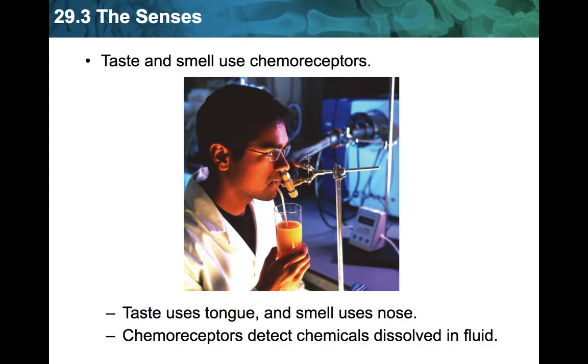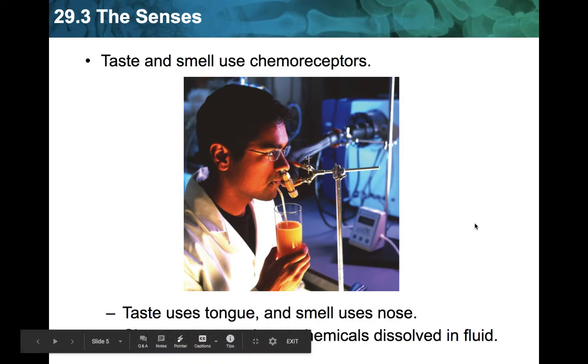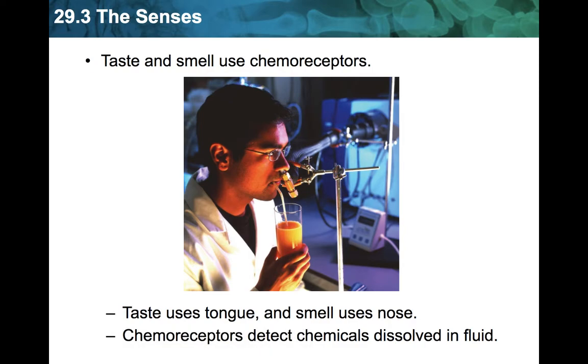Taste and smell use chemoreceptors. I believe we've seen this picture before, but anyway. Your taste uses your tongue and smell uses your nose, but these work together. So for instance, if you hold your nose while you drink or eat something, you can't taste it as well, which is interesting because your sense of smell and your sense of taste kind of go hand in hand.